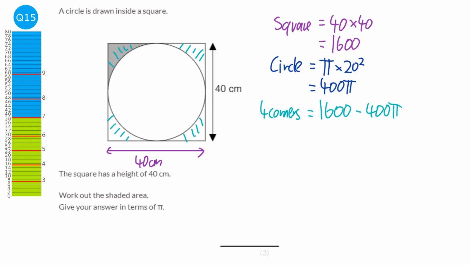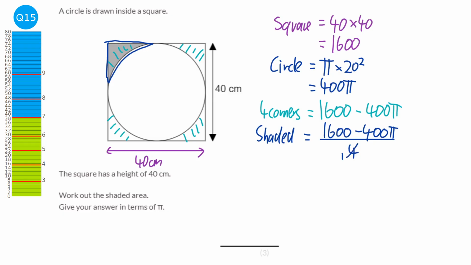And to work out just the shaded bit, which is this bit here, there are 4 equal amounts that we've got for these corners. So just one corner, which is the shaded bit, will be the 4 corners divided by 4. Now we've got a kind of fraction here. We can divide all of the terms by 4. So that will leave 1 at the bottom, 100 pi here, and this will be 1600 divided by 4 is 400. So we're just cancelling the fraction, and we leave it as 400 minus 100 pi, and that indeed is our answer. You can't simplify that any further.